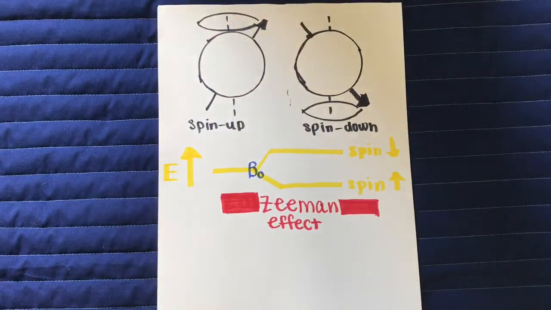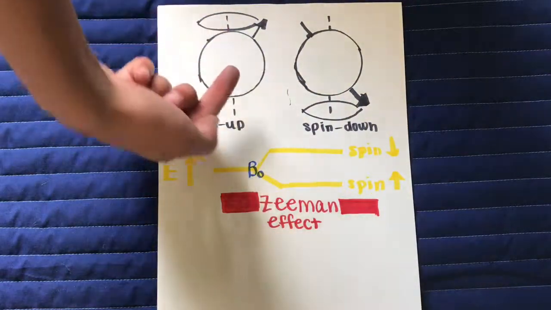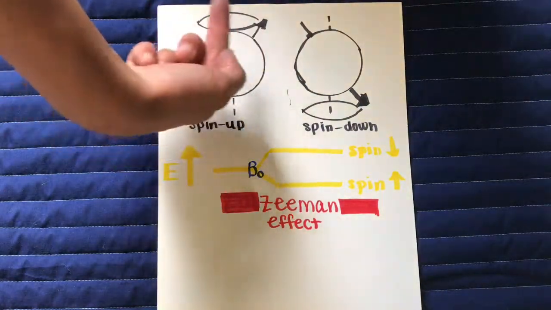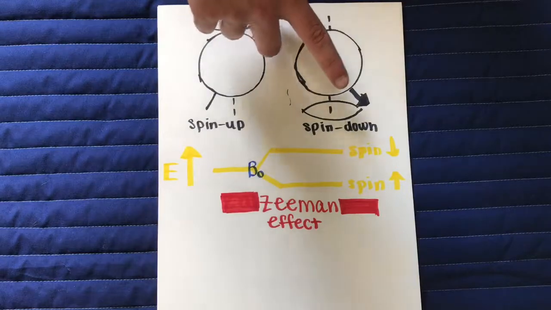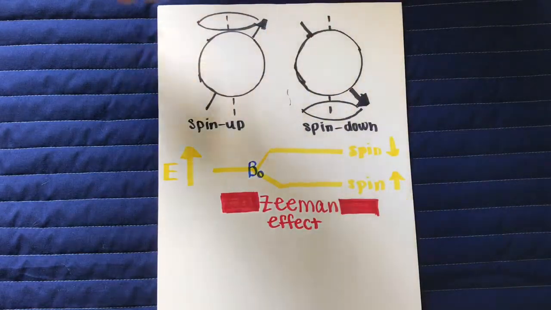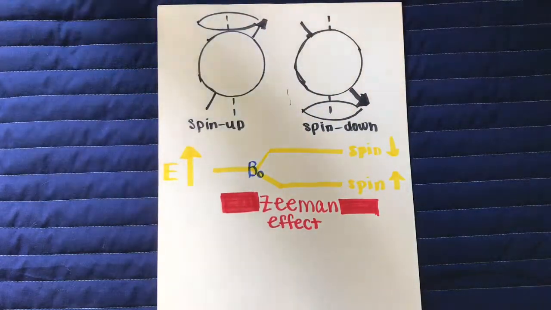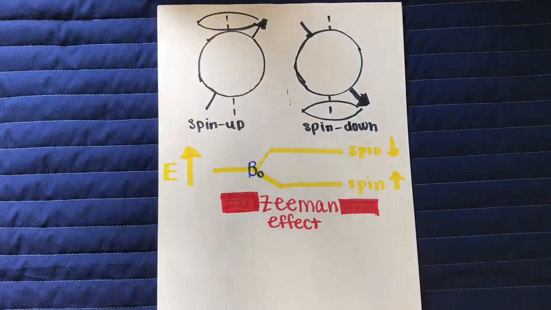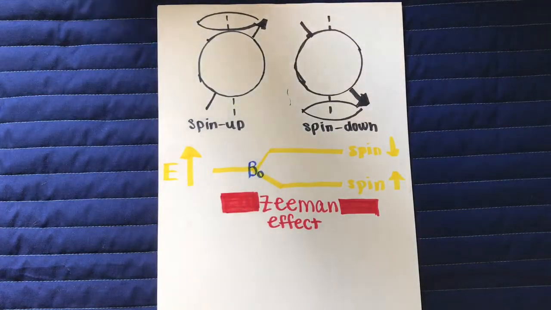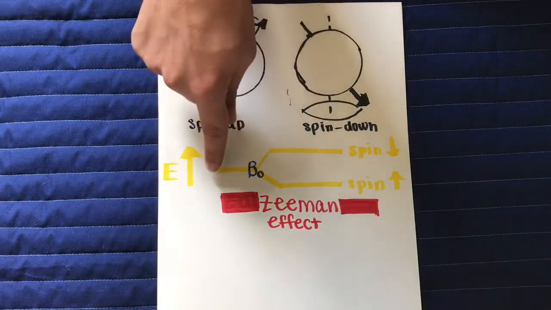Okay, so here we see a spin-up proton and a spin-down proton, and a spin-up proton will precess as follows, in this direction, just up, and a spin-down proton will precess in this direction. Now, I said earlier that spin-up and spin-down protons have the same amount of energy, but that is before having a magnetic field applied on them. So as you can see here, they have the same amount of energy.